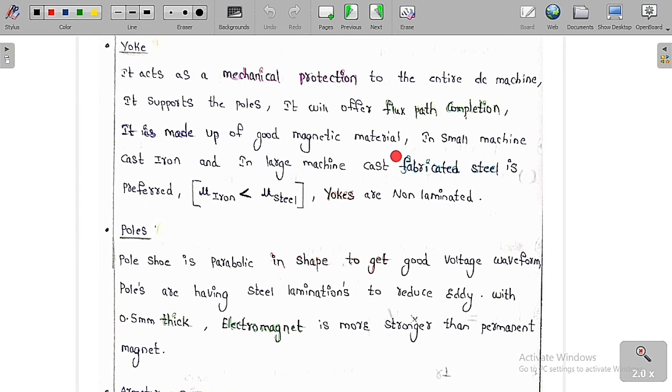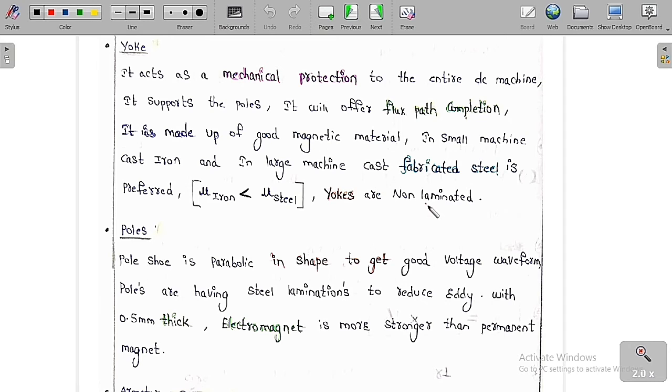It is made up of good magnetic material, because the magnetic field should pass through it, so it should be completely made of good magnetic material. In small machines, cast iron, and in large machines, cast fabricated steel is preferred. The permeability of iron is always lesser than the permeability of steel. The more the permeability, the more flux can easily pass. Basically yokes are non-laminated. We never make the yokes laminated. We are not going to laminate the yokes.